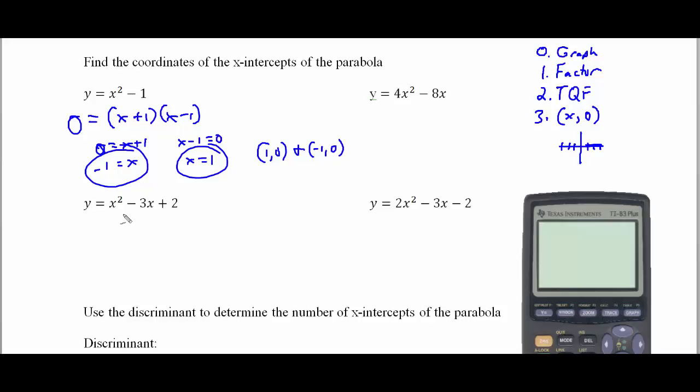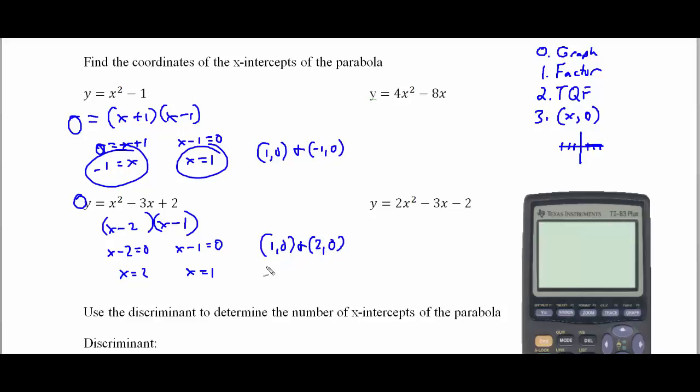The same thing goes here for this example. This can be easily factored into x minus 2 and x minus 1 because those are two numbers that multiply to make positive 2 and add to make negative 3. If I set these equal to 0 because I wanted to find out when this hits the ground or when this hits the x-axis, then my x is going to be equal to 2 and my x is going to be equal to 1, or the intercepts of 1 comma 0 and 2 comma 0. These two are the answers written in x-intercept form.